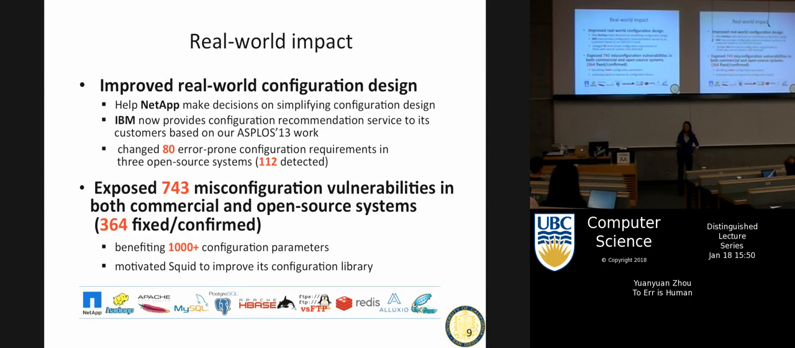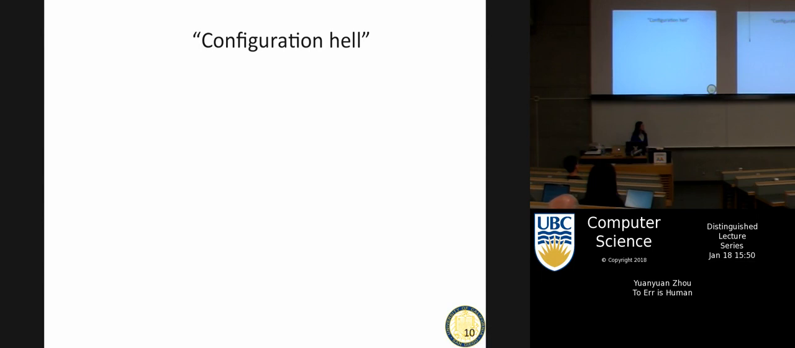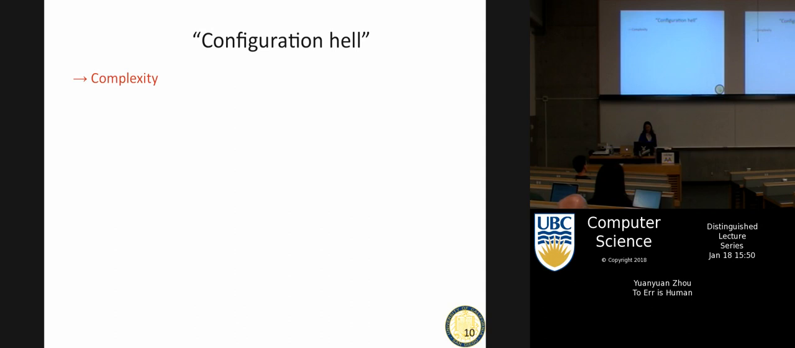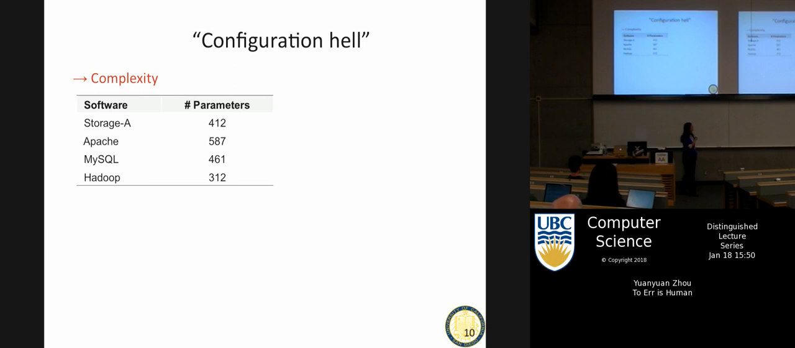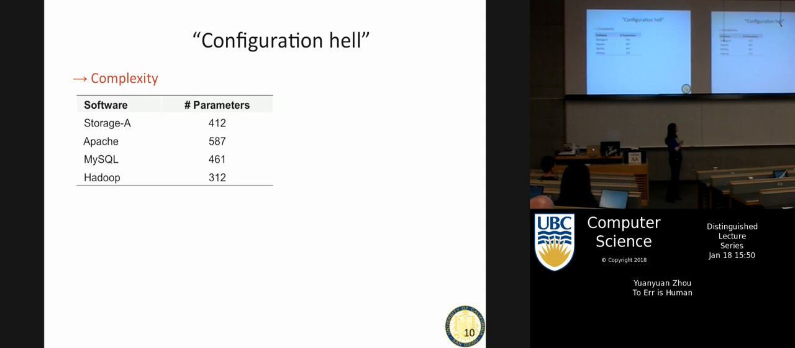So let's start with why configuration is so hard and so messy. For example, this is a commercial system and this is Apache. Look at how many parameters they have. Even Apache has 587 parameters you need to set, and MySQL is similar as well.